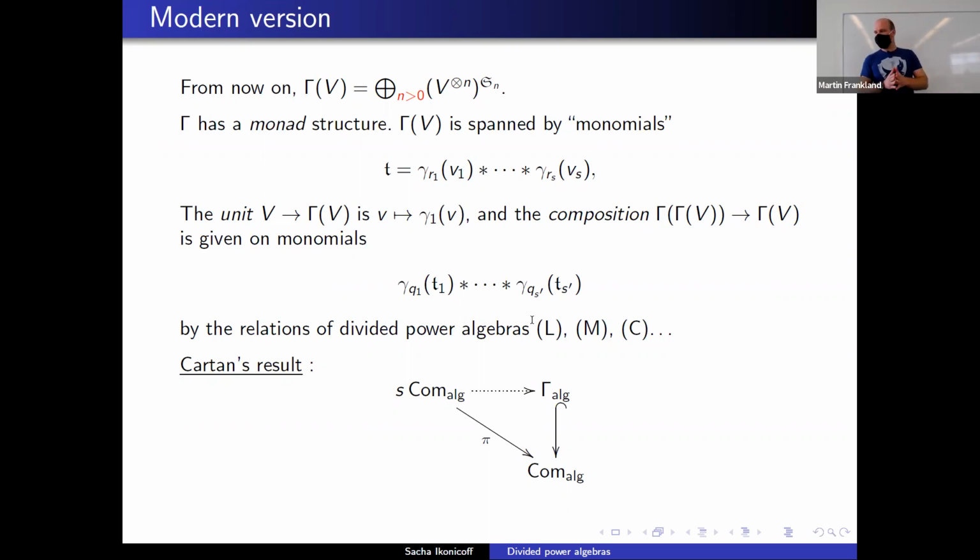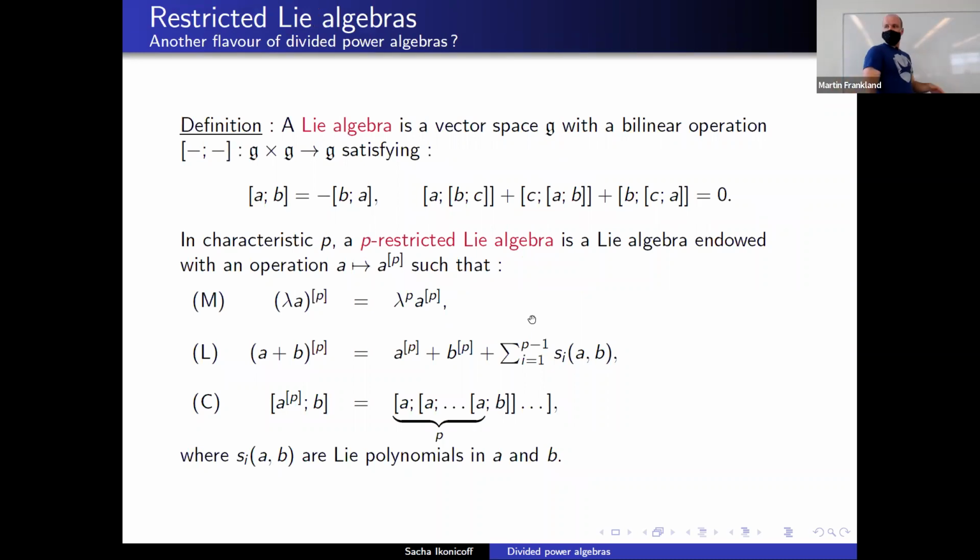But now I would like to give you maybe another flavor of those divided power algebras that have to do with Lie algebras. So recall that a Lie algebra is a vector space with a bilinear operation that we call the bracket, which is anti-commutative and satisfies the Jacobi relation. Well, in characteristic P, there is a notion of what we call P-restricted Lie algebra, or just restricted Lie algebra, which are those Lie algebras that have an extra operation that we call the P-map, which is denoted with this tantalizing bracket P, and satisfies three relations.